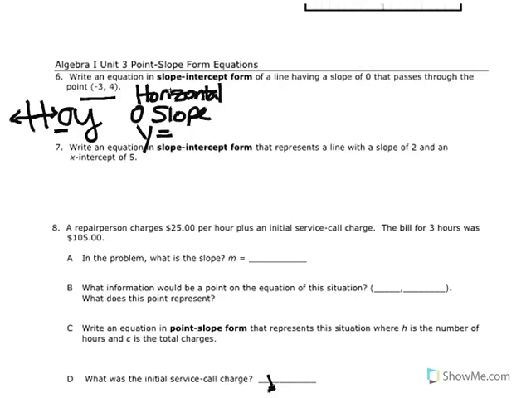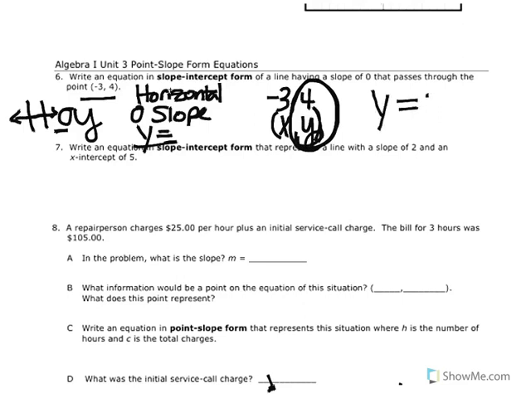We have a point (-3, 4). This one's x, this one's y. And since this is a 0 slope line, the equation is always y equals, so here's the y, and so the equation of this line is going to be y equals 4. And that's all it is.